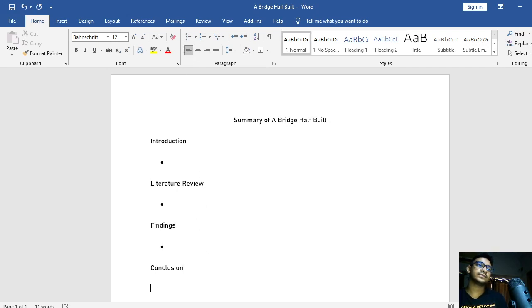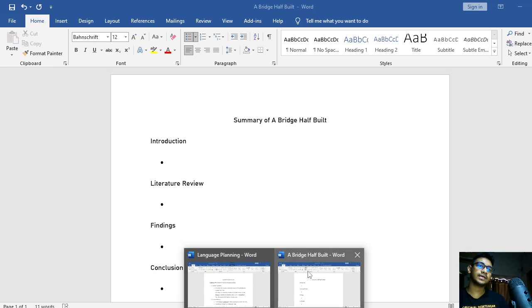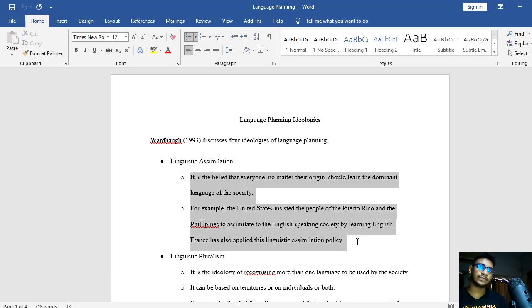So I can go this route as well. But today I'll just be showing you the PDF version of how I take notes from PDF. But for your reference, here is another example of how I took some notes of a sociolinguistics course I did. So here, just a one-line summary, like what happened. Warda discusses 4 ideologies of language planning. So the article or the book was about language planning, and then I gave a bullet point and wrote here, and then I gave subsequent bullet points.